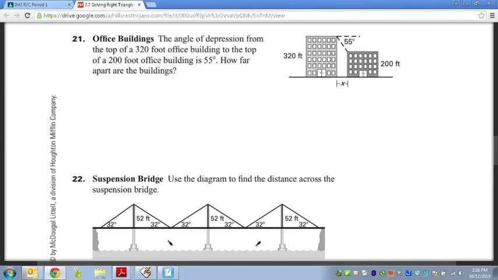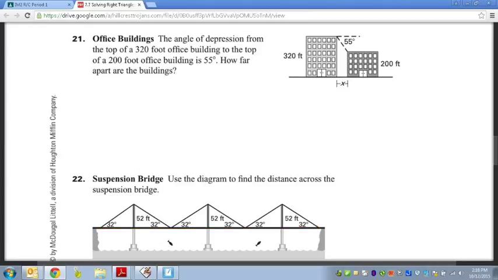All right, so now we're looking at number 22 here on this worksheet, and it says, use the diagram to find the distance across the suspension bridge. So we want to know this entire length right here. How long does it take to get across the bridge?